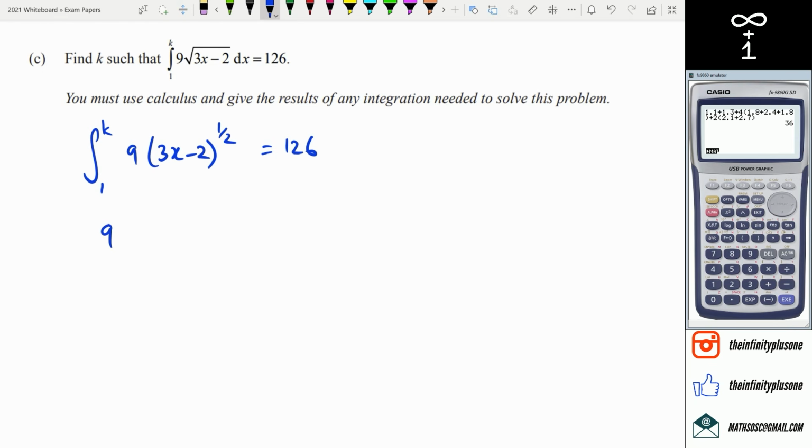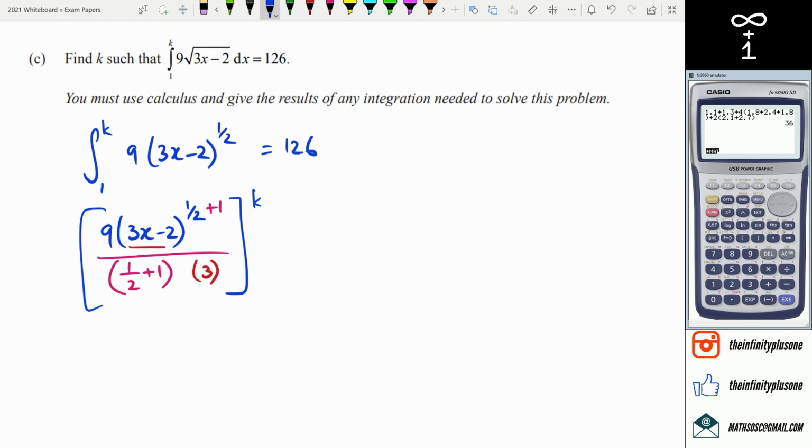So integrating this, I'm going to get 9 times (3x minus 2) to the power of half plus 1, and of course divided by half plus 1. I also have to divide by the derivative of whatever's inside the bracket, which is 3x minus 2, so I've got to divide by 3 there as well. So that's my integration covered, and I know that the whole thing is between k and 1, and it is equal to 126.